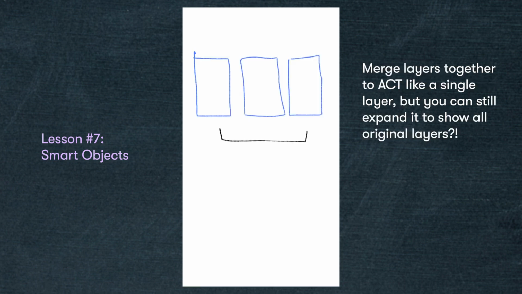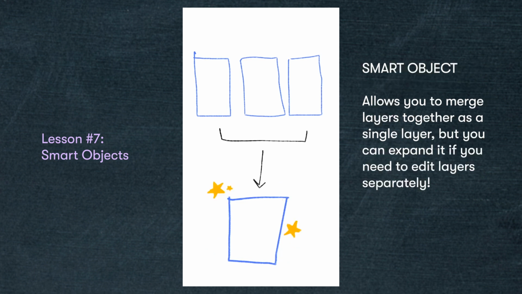What if I told you there was a way where you can merge layers together to act like a single layer, but if I wanted to go back, I can still expand it and show all 3 of those layers? Well, when there's a will, there's a way, and it's called Smart Objects.